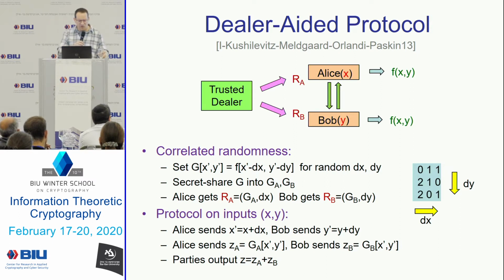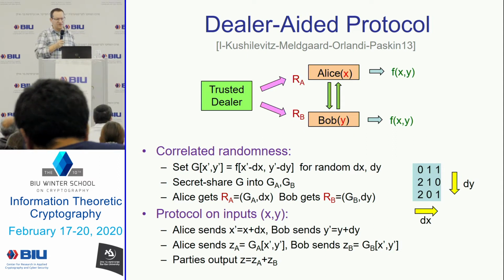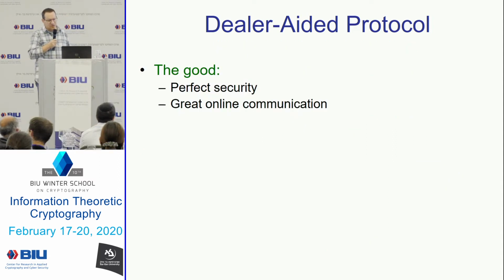What about the online communication complexity? Let's ignore the offline communication from the dealer. What about the online communication? It's great. Why is it great? Yeah, it's essentially optimal. Okay, if the inputs are different sizes, if one input is short and one is long, it's not optimal. For PIR, for instance, this is a very bad protocol. But when the inputs are of the same size, then it's essentially optimal for typical functions.